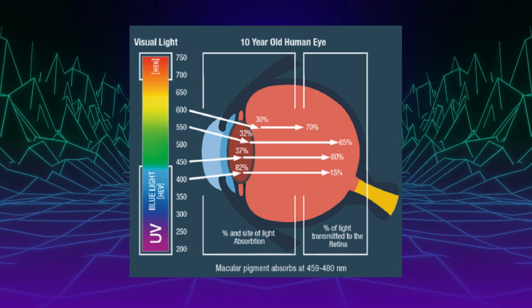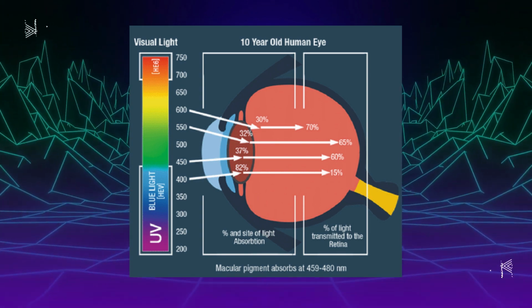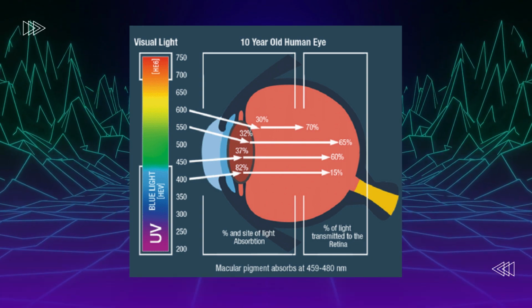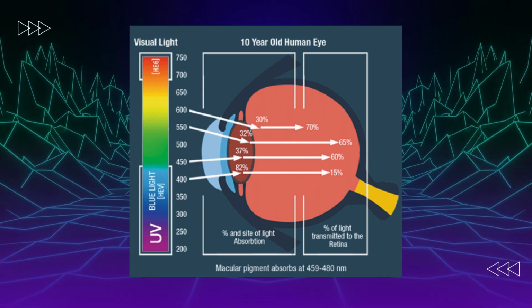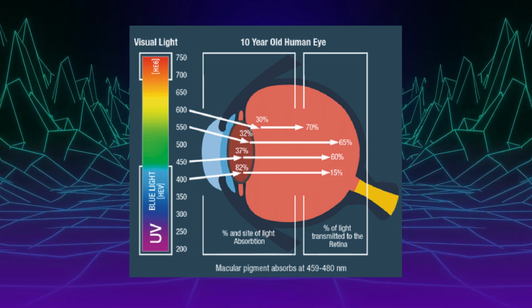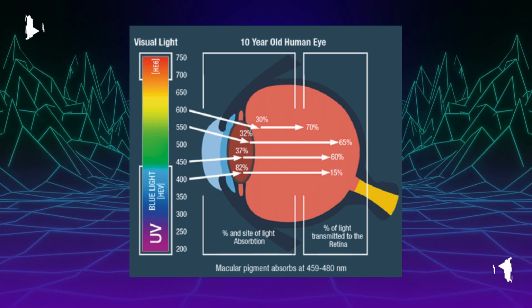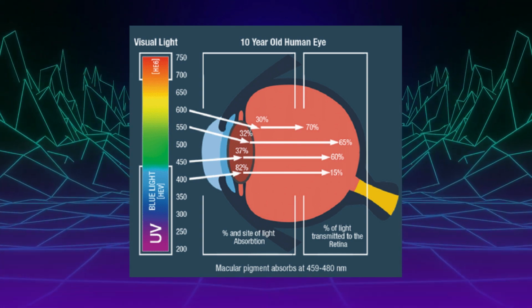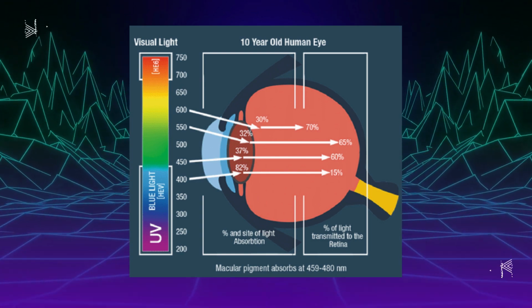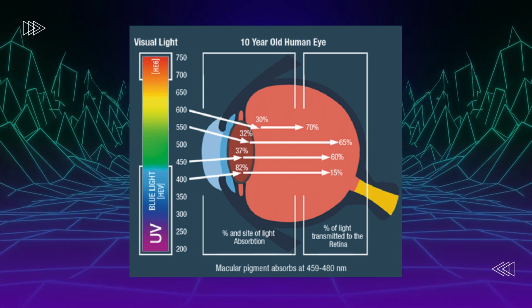Looking at the different light absorption percentages, the cornea and the lens absorb a significant portion of UV light, with very little reaching the retina. However, blue light is poorly absorbed by these outer layers and it penetrates deeper into the eye. Looking at the retinal transmission, a large portion of blue light, approximately 65 to 70%, reaches the retina. Remember, we looked at the macula, the fovea, and all these structures in our very first video on the eye anatomy, so make sure you watch that.